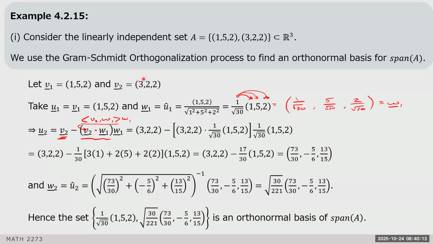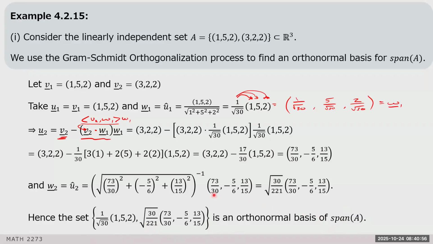We stop because how many V's did we have? We only have V1 and V2. Therefore, I just need to calculate W1 and W2. You could even check this if you have the time. Take the dot product of these two vectors, and you will get 0, meaning that these two vectors are perpendicular to each other. And if you find the length of each of these vectors, you will get 1. So it's an orthonormal set, and it's also an orthonormal basis for this space, the span of A.